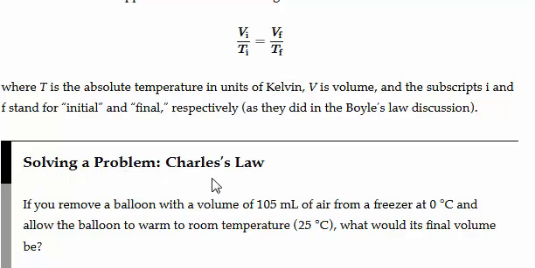Let's look at solving a Charles' Law problem. If you remove a balloon with a volume of 105 milliliters of air, which is a gas, from a freezer at 0 degrees Celsius and allow the balloon to warm to room temperature, 25 degrees Celsius, what would its final volume be? Pause the video to solve this.